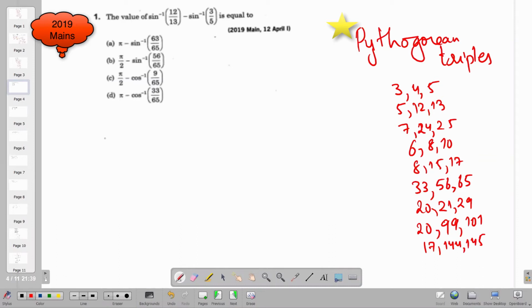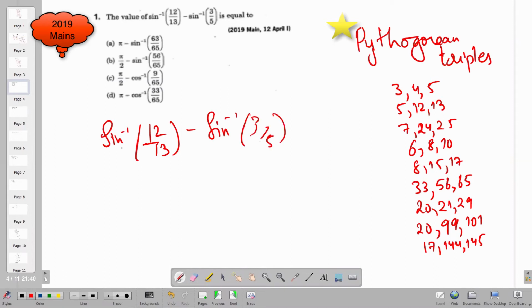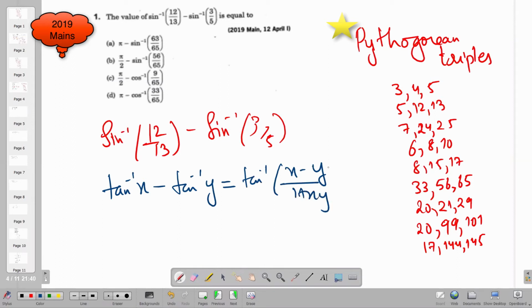Now, in my question, sine inverse of 12 by 13 minus sine inverse of 3 by 5. And as we all know, the formula for tan is very simple. That is, the tan of difference, tan inverse of x minus tan inverse of y, is simpler than sine inverse of x minus sine inverse of y. Because tan inverse of x minus tan inverse of y is tan inverse of (x minus y) upon (1 plus xy). So we reduce these two to tan.